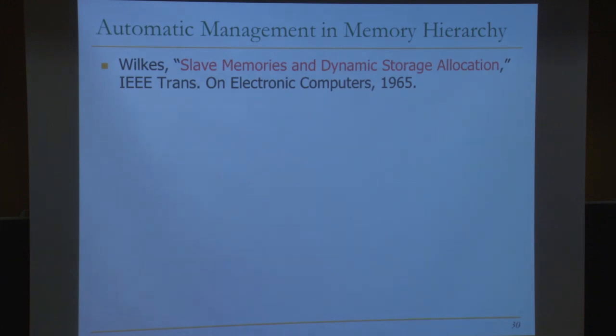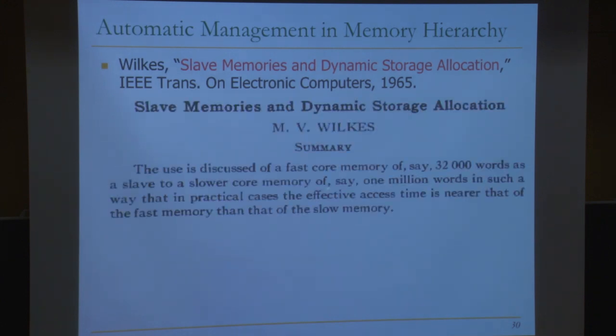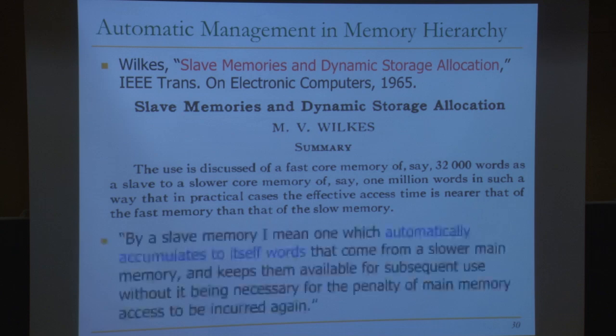OK, so this is actually what Wilkes had in mind, right? If you look at this, this is the paper that you're reading. By a slave memory, that's the cache, I mean one which automatically accumulates to itself words that come from a slower main memory and keeps them available for subsequent use without it being necessary for the penalty of main memory access to be incurred again. So you look at automatically accumulates to itself words. That's why when you say a cache, it's automatically managed.